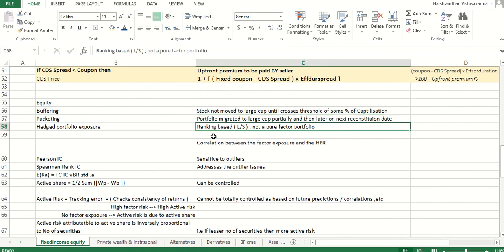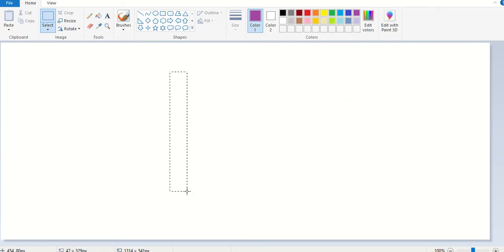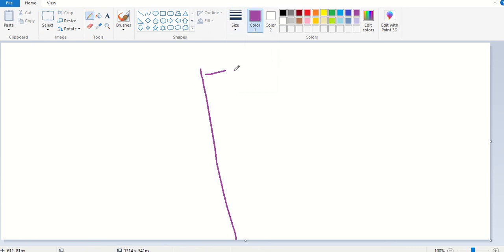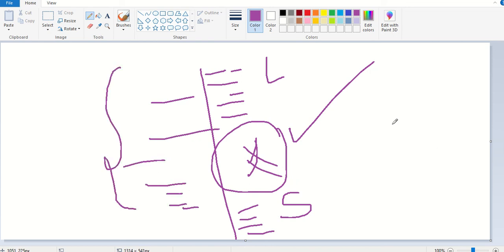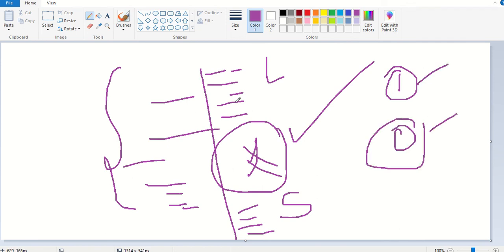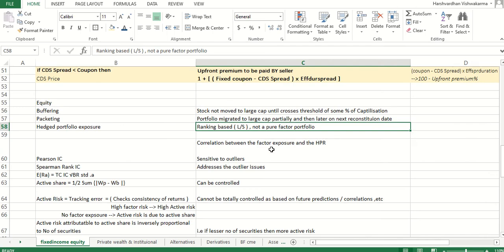Hedged portfolio exposure, it's ranking based long short, not a pure factor portfolio. What it is saying is that based on the criteria, you just rank the portfolio: all top performing over here, non top performing over here. So long these, short these, the middle are ignored. So this is a hedge portfolio, but this is not a pure factor portfolio, because obviously these stocks will have multiple factors, and a pure factor portfolio will have one coefficient to one factor and zero to others. But over here we can see there are multiple factors which are being considered. So it's not a pure factor portfolio.